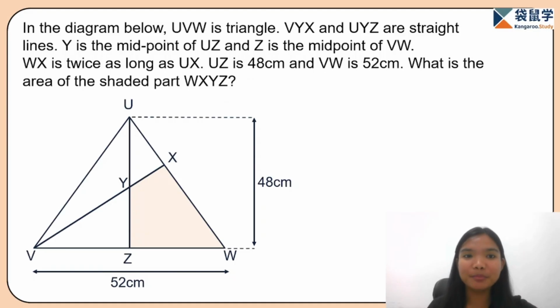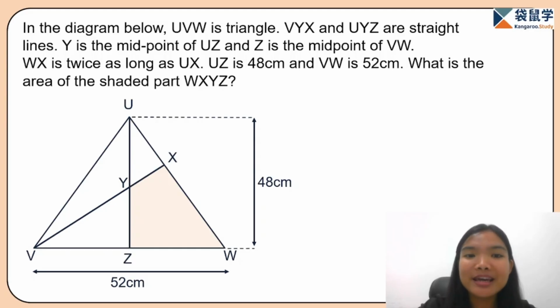So, in the diagram below, UVW is a triangle. VYX and UYZ are straight lines. And here, Y is the midpoint of UZ and Z is the midpoint of VW. WX is twice as long as UX, and UZ is 48 cm and VW is 52 cm. Now, how are we going to find the area of the shaded part WXYZ?